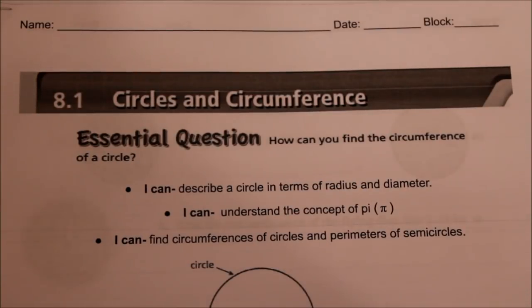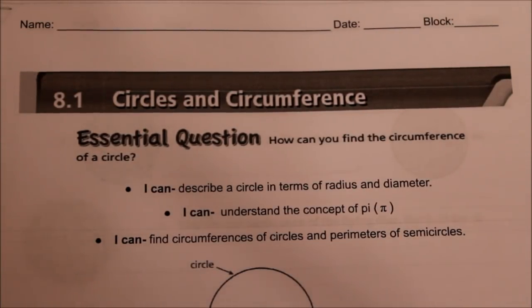Today we are starting chapter 8. 8.1 is circles and circumference, but in general, chapter 8 is pretty much going to be about circles and area. So we're going to start with circles and circumference. Our essential question today is how can you find the circumference of a circle?